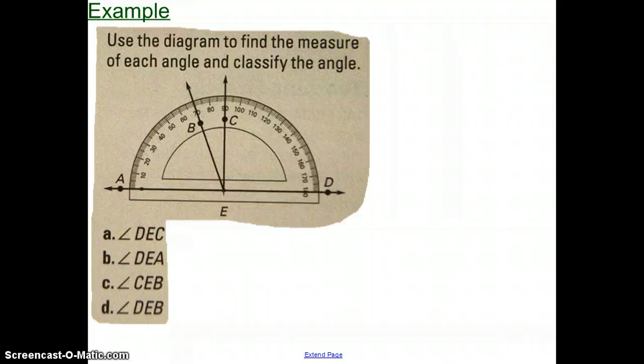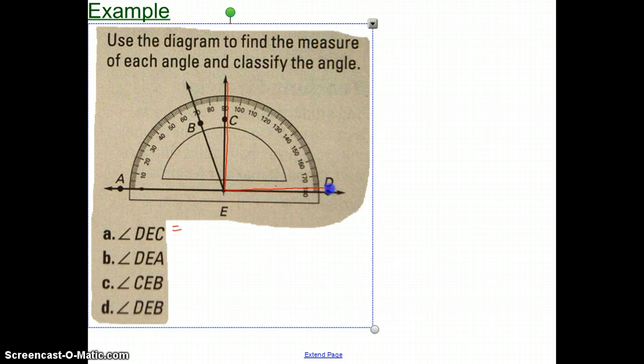So angle DEC, we are looking at D going to E up to C. So from 180 degrees over to 90 degrees, that's a difference of 90 degrees. Basically just taking the difference between those two measurements of where the rays are crossing the protractor. Angle DEA.